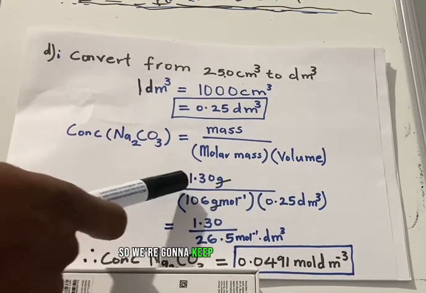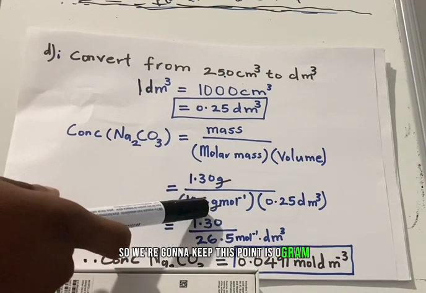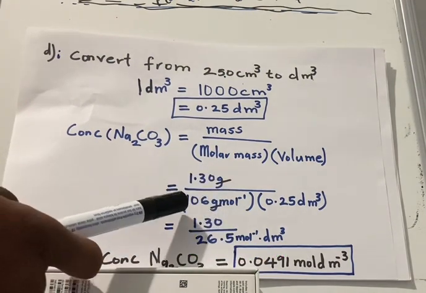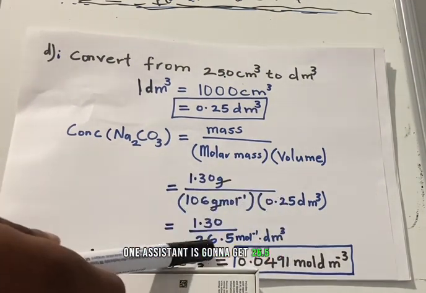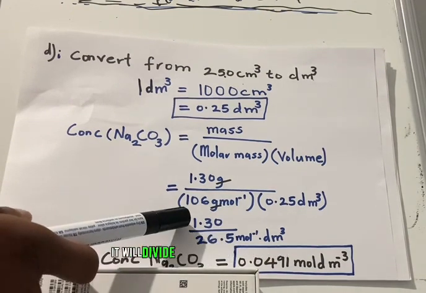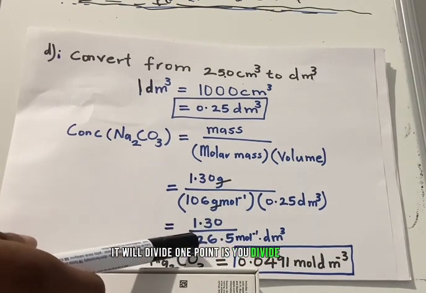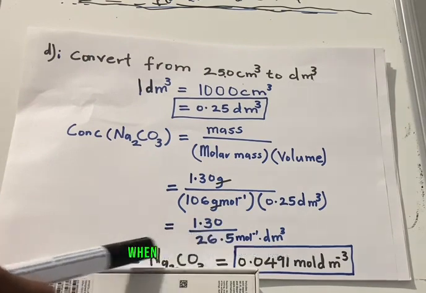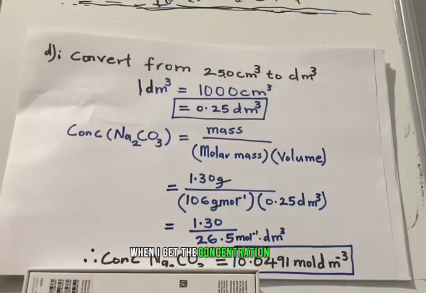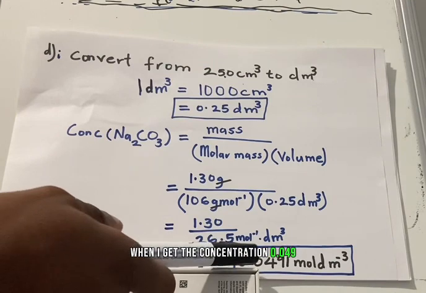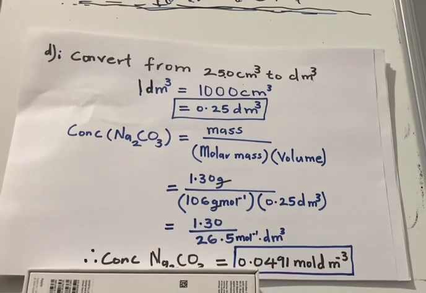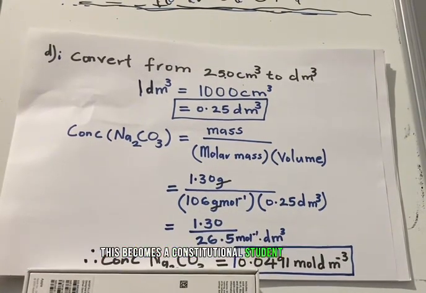So we're going to keep this 1.30 gram, and gram is going to cancel. 106 times this, we're going to get 26.50. If we divide 1.30 by 26.5, we're going to get the concentration as 0.0491 mole per dm³. This becomes the concentration of sodium carbonate.